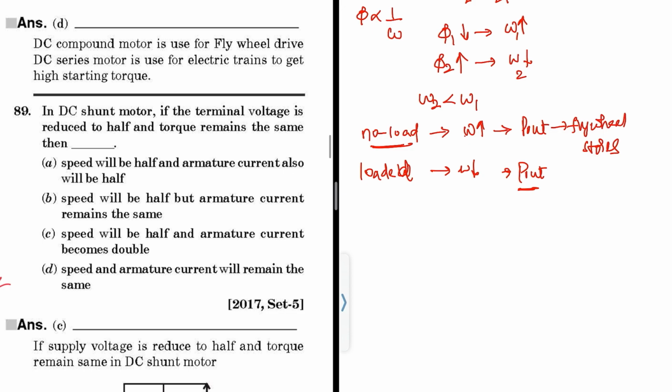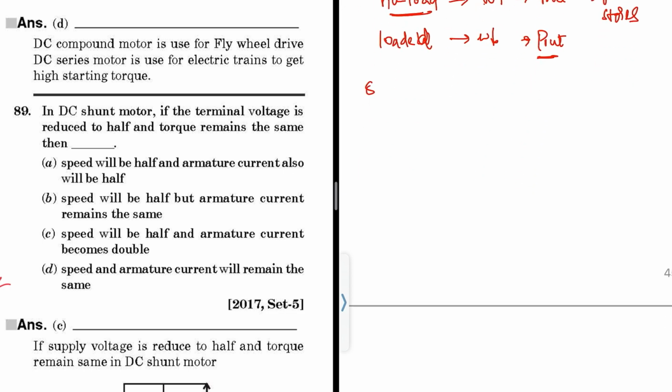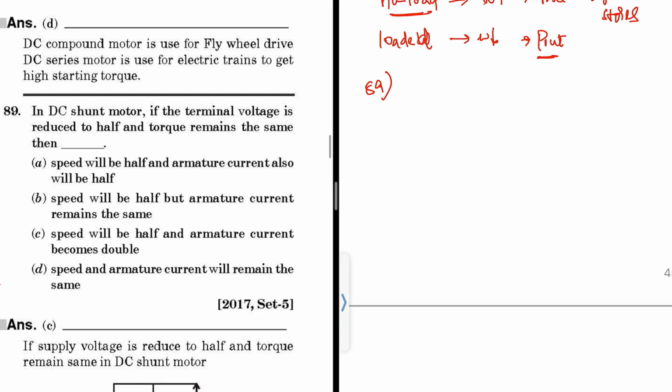Coming to the 89th question. In a DC shunt motor, if the terminal voltage is reduced to half, then the torque remains the same. They have given that the terminal voltage is reduced to half and the torque is the same. We know that torque is proportional to phi into Ia, right? So phi 1 Ia1 equals phi 2 Ia2. The terminal voltage is reduced to Vt by 2.